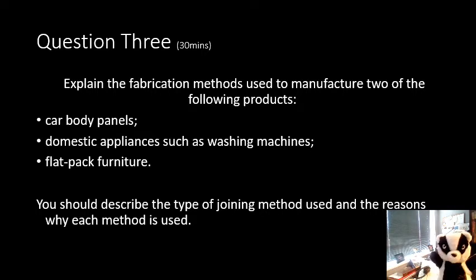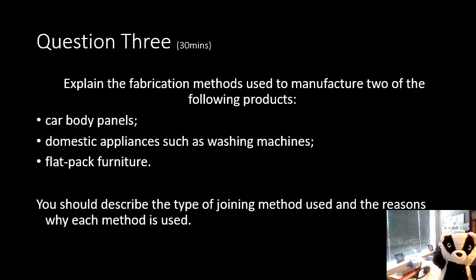This is 2 12-mark questions, so another 24 markers. So this could quite easily be more likely a type of question you could get next year. So car body panels, domestic appliances such as washing machines or flat pack furniture. So you should describe the type of joining method used and the reasons why each are used. That might require some research to try and find out the answer first, and then from that you could then describe those methods of manufacture.